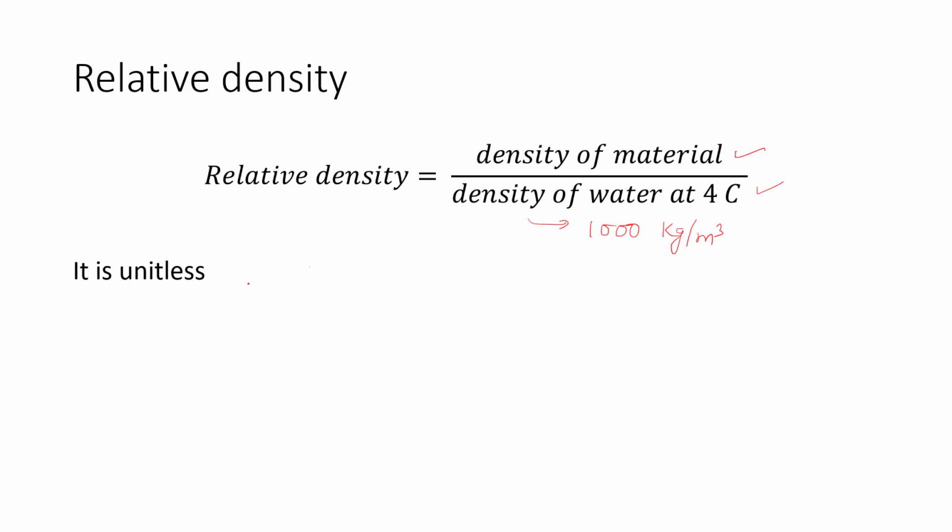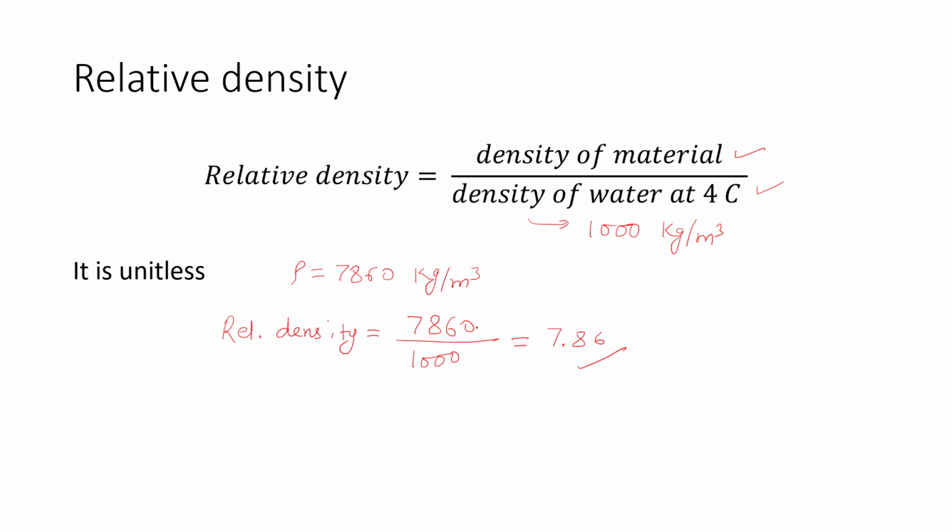Let's try to find out relative density for iron. As we have seen earlier, the density of iron is 7860 kilogram per meter cube. Now the relative density of iron is equal to density of iron, which is 7860, divided by the density of water at 4 degrees Celsius, which is 1000 kilogram per meter cube. This is equal to 7.86. So the relative density of iron is 7.86. Now this is a unitless quantity. As it is a ratio of densities, it is a unitless quantity.